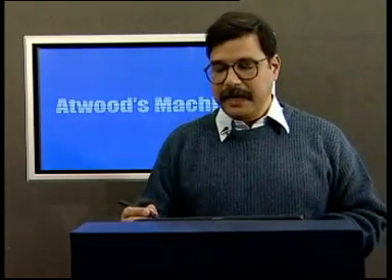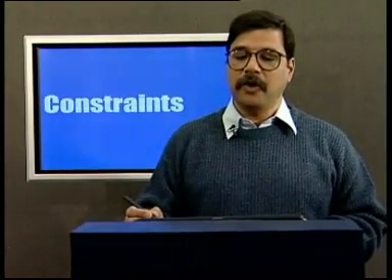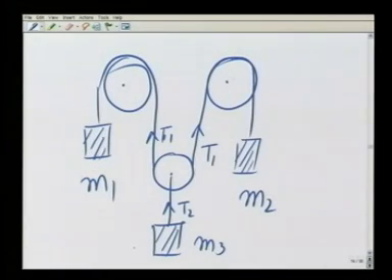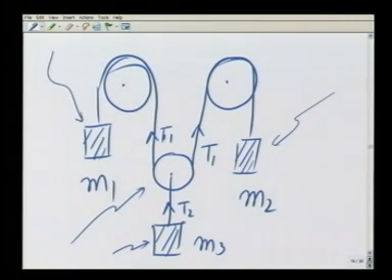The next step in the game is make free body diagram for all moving parts. You can see that these two pulleys are fixed and therefore they are not going to move. This mass is going to move, this pulley is going to move, this mass is going to move, this mass is going to move, and therefore I'll have 4 equations of motion.